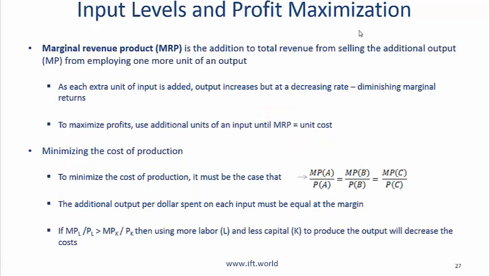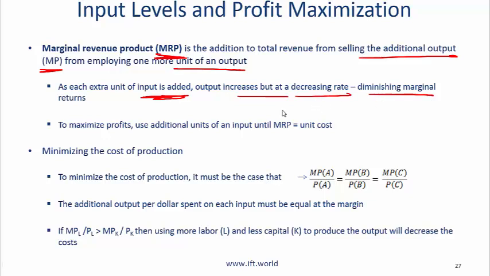Input levels and profit maximization. Marginal revenue product is the addition to total revenue from selling the additional output, or marginal product, from employing one more unit of an input. As each extra unit of input is added, output increases but at a decreasing rate, and this is called diminishing marginal returns. To maximize profits, use additional units of an input until marginal revenue product is equal to unit cost. You should also minimize the cost of production.